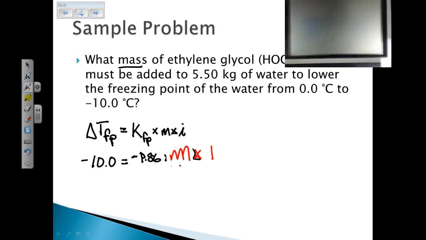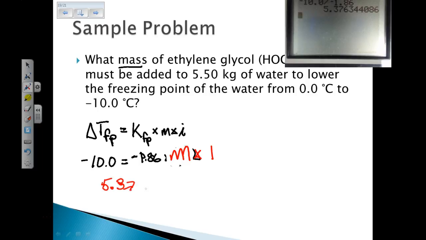Let me call up my calculator. Okay, so when we call up the calculator here, we go -10.0 divided by -1.86. Negative 10.0 divided by negative 1.86. Okay. And then divide that by 1. So what we know is our molality has to equal 5.376 must equal the molality.